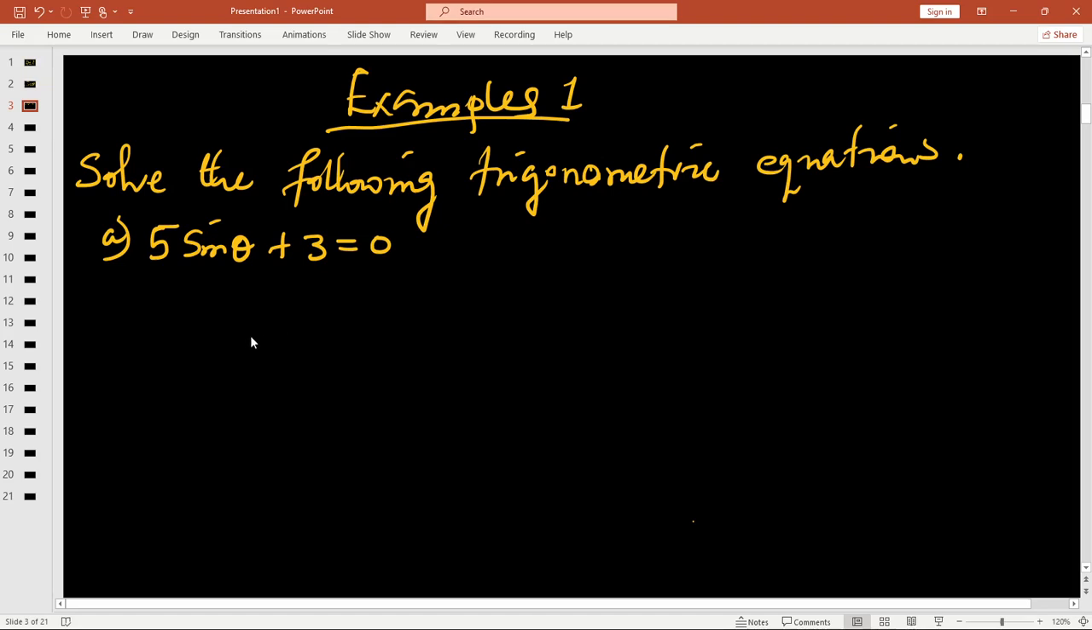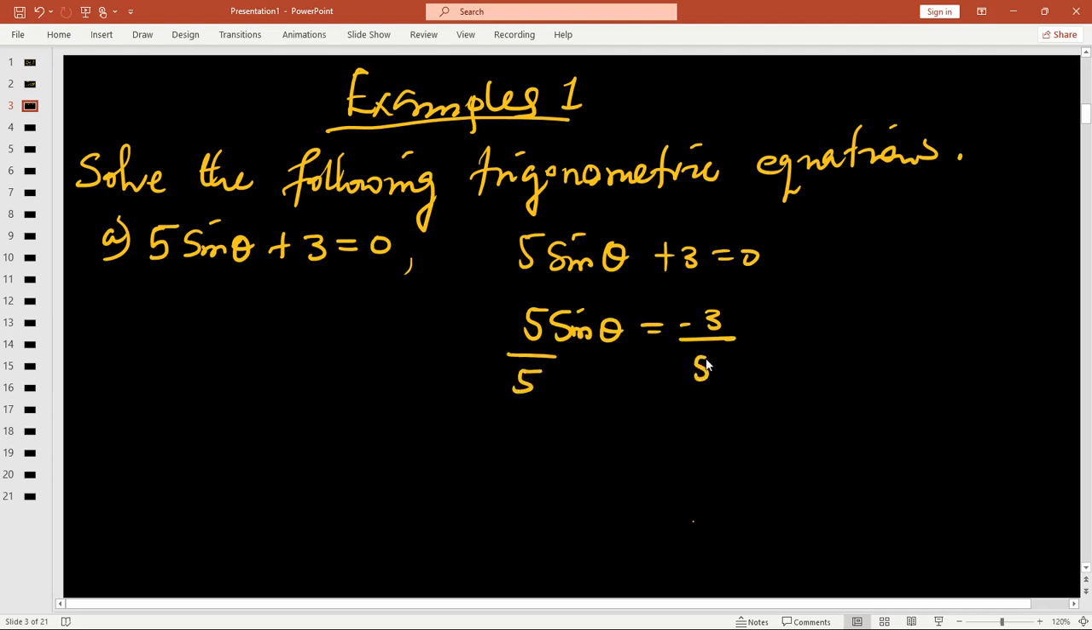So what we get to do here is we say 5 sine theta plus 3 is equal to 0. Then we can take this 3 to the other side of the equal sign. We have 5 sine theta is equal to negative 3. We divide both sides by 5. Then we have that sine theta is equal to negative 0.6.